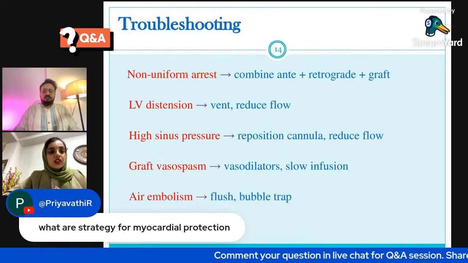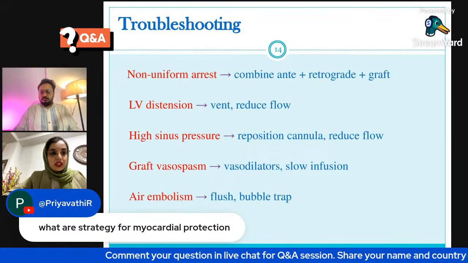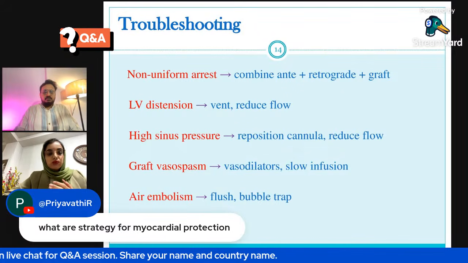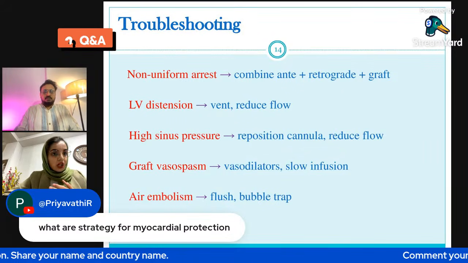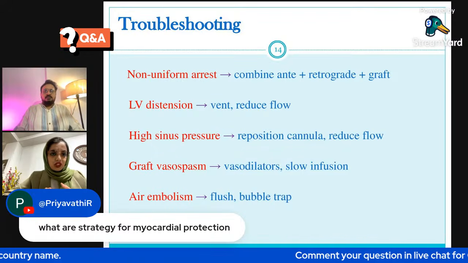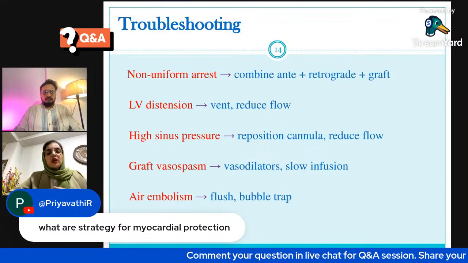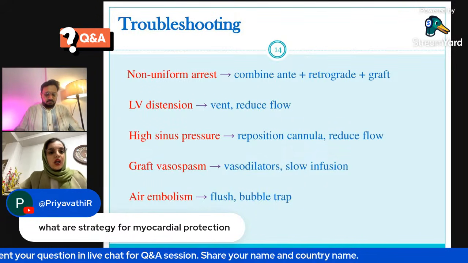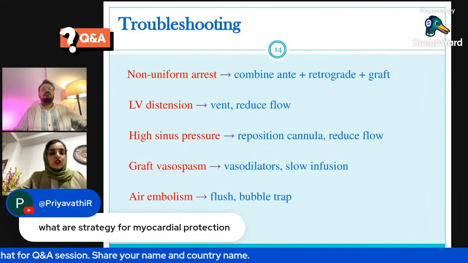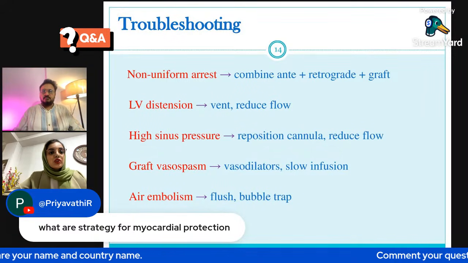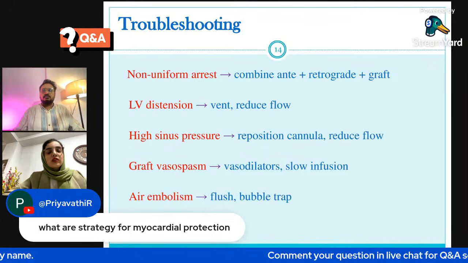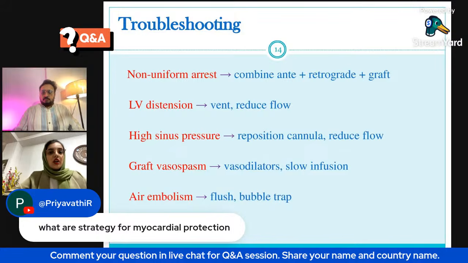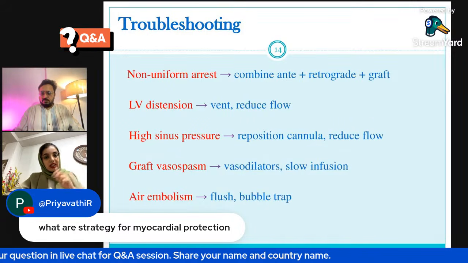Actually, there are many strategies, and all of them depend on the patient, the type of surgery, and many factors. For example, you can use warm blood. Actually, it's related to the patient's condition. For example, for a patient who has a low ejection fraction, it's better to use blood cardioplegia with a shorter interval. And for a normal patient, we should use cold cardioplegia to reduce the metabolism of the cell and avoid reperfusion injury. If you ask your question in detail, I think it's better.